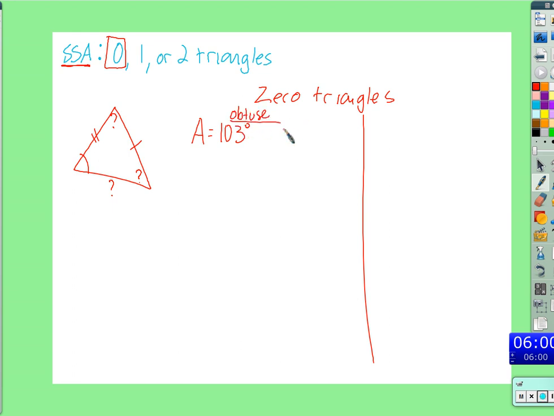What does obtuse mean? Larger than 90 degrees. Okay, so 103, obviously, greater than 90 degrees. I will tell you that side a is 3, and some other side, I can say b or c, it doesn't really matter. b is 2. Can you tell just by looking at those three pieces of information with equal signs and letters that it's clear that there's no triangle possible? Nobody's coming up with any reasons why there wouldn't be a triangle possible?